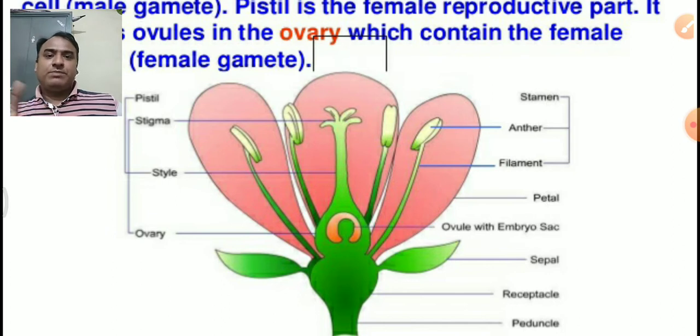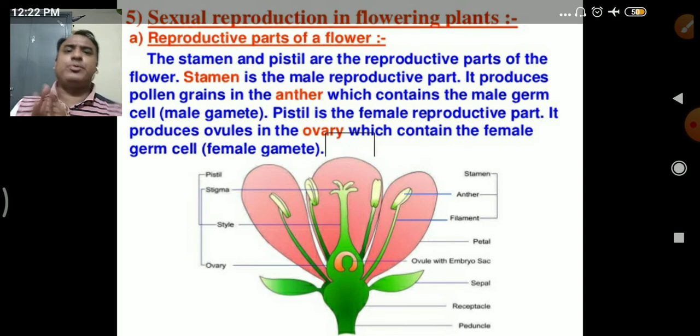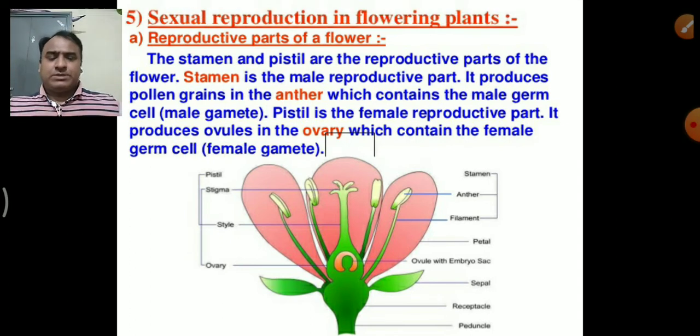Gynoecium and androecium are the female and male parts of the flower. Gynoecium for the female part and androecium for the male part. These are the reproductive parts, and the other parts, sepals and petals, are accessory parts. They are not directly involved in reproduction, but indirectly involved, because flowers have various colors. These colors attract insects and insects perform pollination.